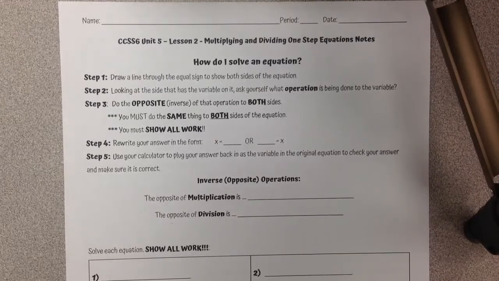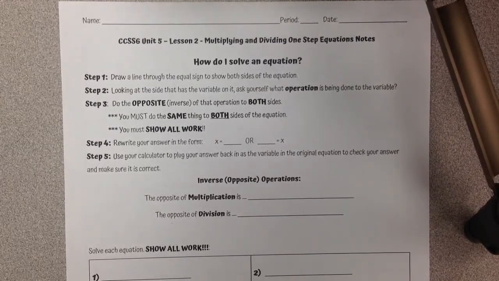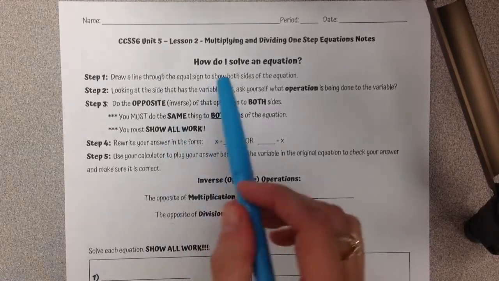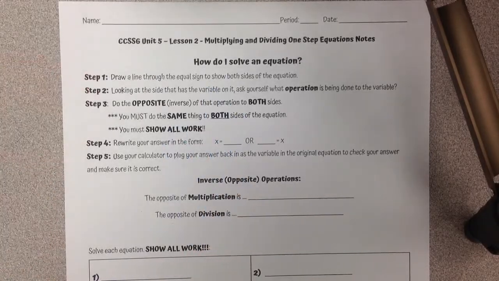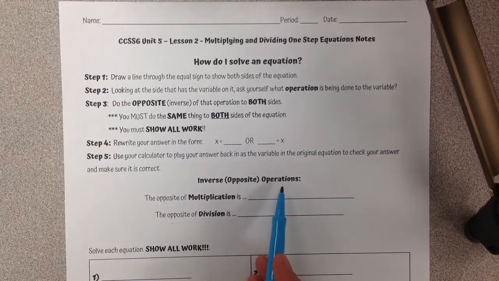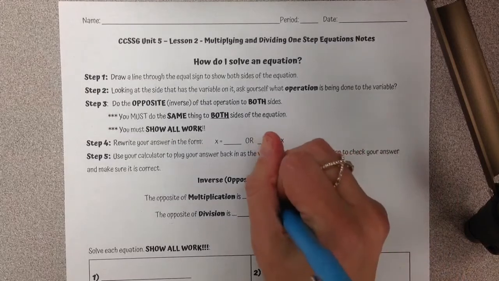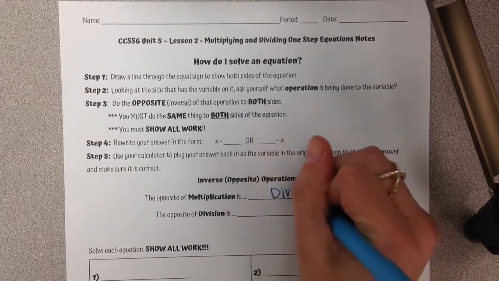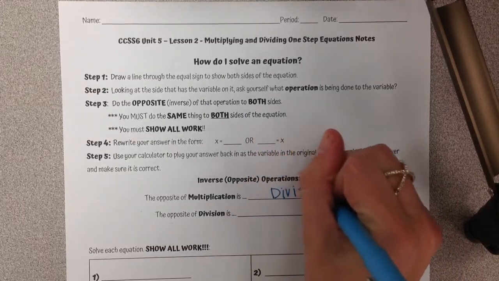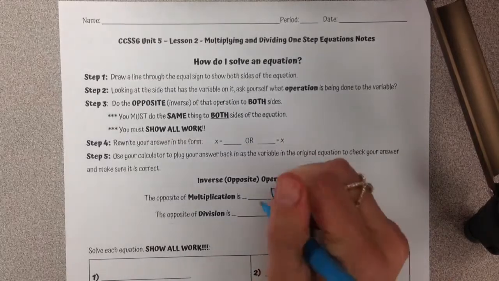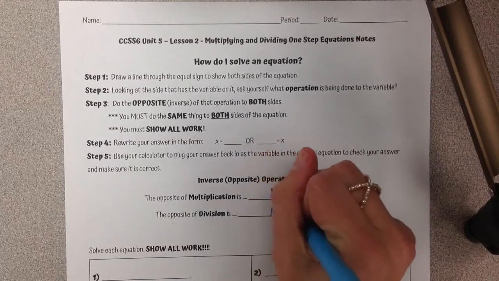For lesson 2 of the equations unit, we are going to look at one-step equations, but with multiplying and dividing. So the steps are just like the steps for adding and subtracting. It's just that we're going to be using multiplication and division instead. So our inverse operations, or opposite operations, that we're using: if you have multiplication in the problem, the opposite is going to be to divide. So division is the opposite, and the opposite of division is multiplication.